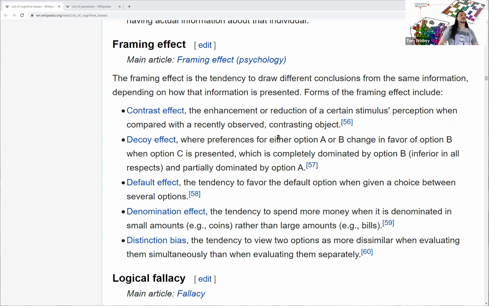The framing effect. The framing effect is a tendency to draw different conclusions from the same information depending on how that information is presented. Forms of the framing effect include, okay, so framing effect is one of those things where it's a measurement tool. They're describing duality. They're describing 1 + 1 = 3. They're describing, look at the thing, look at the opposite of the thing, look at the spectrum that thing creates as a whole, and then find your spot on that spectrum.